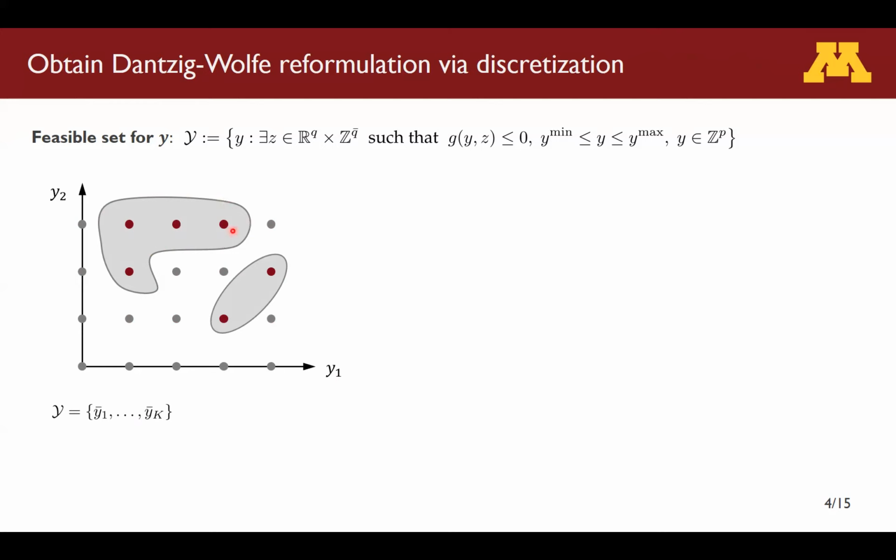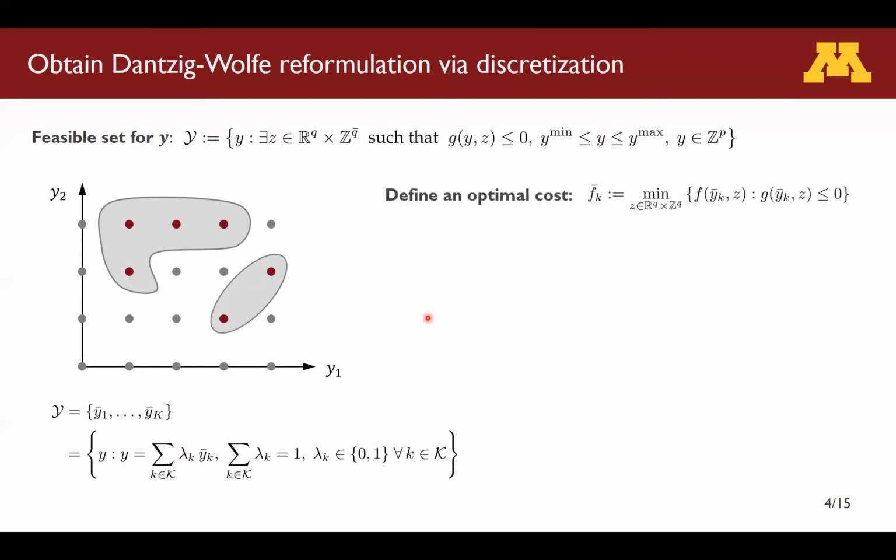So then the red points here constitute my set Y, which is essentially just a finite set of discrete points. Say we'll have capital K of them. Then we can also express this set in the following form, where we have binary variable lambda k which is 1 if we choose y bar k, and then we can of course only choose one of them. So then this is an equivalent expression.